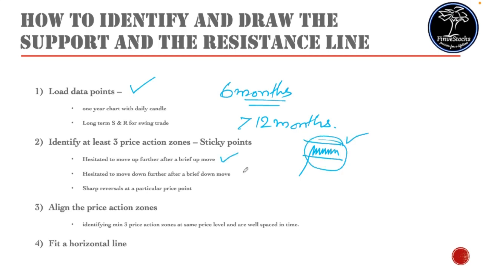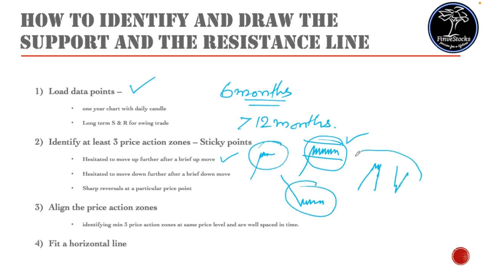So how to identify the price action zone? Either the stock, while moving upward, hesitates to move further upward. That is one point. The second one is hesitating to move down further after a brief down move. Or a sharp reversal. It can be up to down or from down to up. So in these three cases, we can call this a price action.